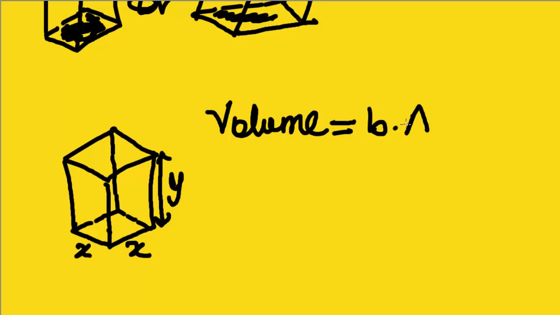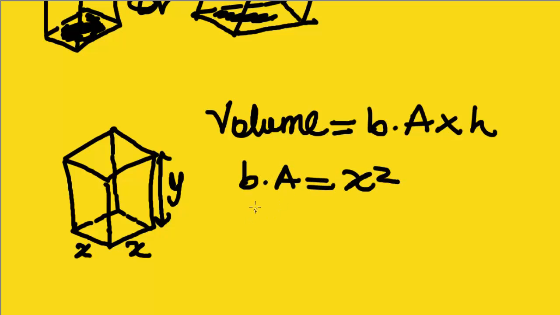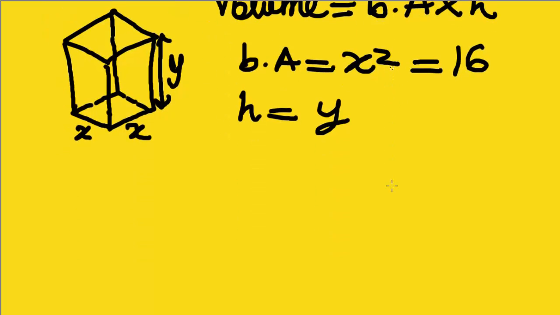Like I mentioned earlier, the volume is base area times height for a cube or a cuboid. Here our base is the same square as before, and the base area is x squared, length times breadth. This time our height, we don't know, we just called it y. However, we know x is 4, so the base area is 4 times 4, which is 16.